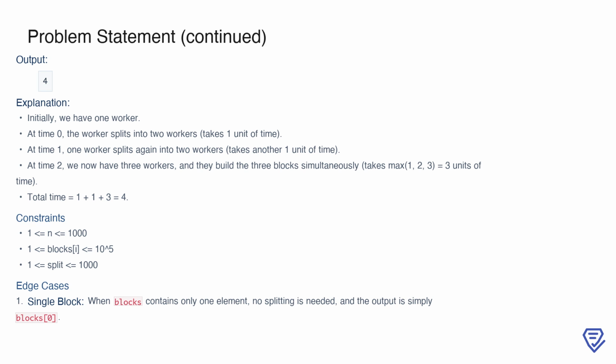The block times are 1, 2, and 3, so the maximum time taken to build the blocks is 3. Adding the splitting times of 1 and 1 gives a total of 4 units of time. This example highlights the efficiency of splitting when the cost is low and the number of blocks is high.